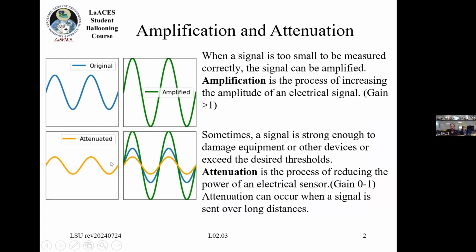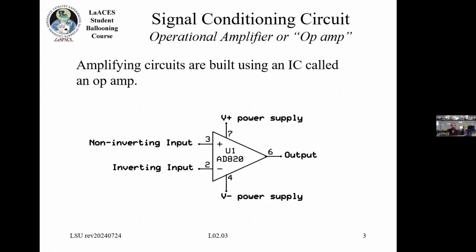A less common task, but sometimes you still need to do it, is you make the signal smaller. That's attenuation, right? And the ratio of this input to output, that's called the gain. So in this case, the gain is greater than 1. And in this case, the gain is between 0 and 1. And if the gain was less than 0, that's where you're actually taking a positive signal and changing it to negative, right?